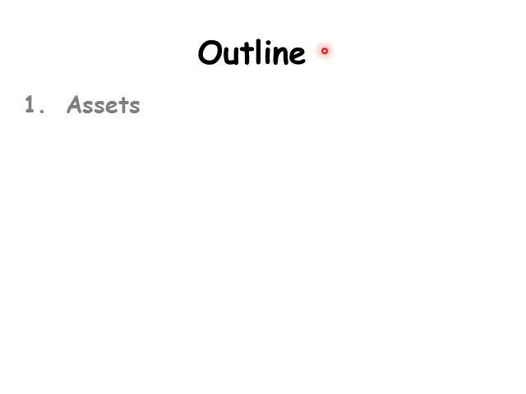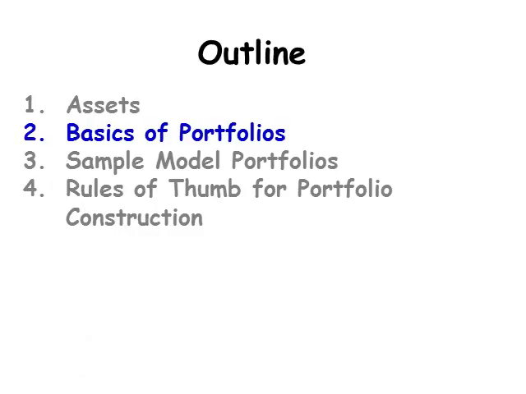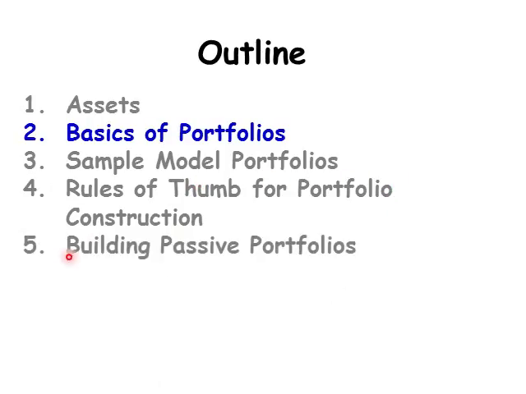Let's look at the outline. The first section is on assets and basics of portfolio. Second section, and sample model portfolios in the third section. Rules of thumb for portfolio construction in the next section. After you learn the rules for portfolio construction, you get a fair understanding of what a portfolio looks like. Then we will build passive portfolios, and then we will do selecting funds.